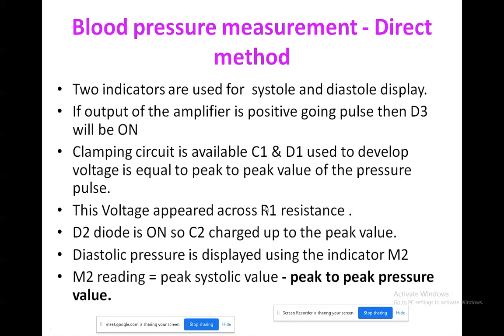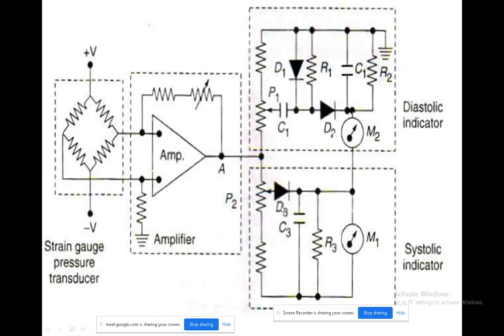Okay, so the C1, D1 will give the diastolic pressure. Simultaneously the D3 and C3 clamping circuit will give the systolic indicator through the R3 resistor value. Okay, the voltage across the R3 resistor will be read out by this meter. This is nothing but your systolic pressure. So this clamping circuit voltage will be available in the resistance R1. So this will be displayed in the meter M2. This is nothing but diastolic pressure. Okay.